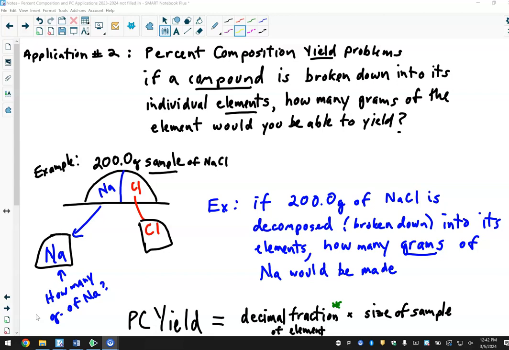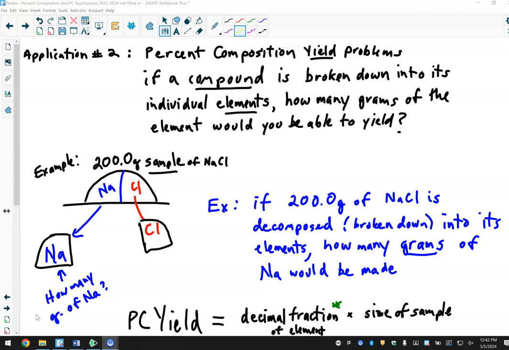Well, if you think about it, the amount of sodium I can get out of this is going to be 200 grams times whatever the percent composition of sodium is, right? If NaCl is 39.3 percent sodium, like we figured out earlier, then if 39% of that 200 grams is made of sodium, that's how much I'm going to get out of it. So it's so easy. You're going to take the percent composition of this compound and multiply it by the size of the sample of that compound that you have. It's so simple, okay? So let's look at how this goes.